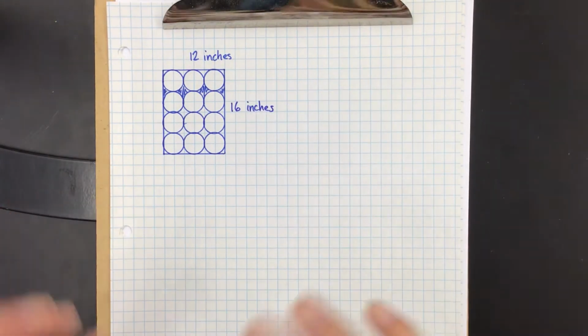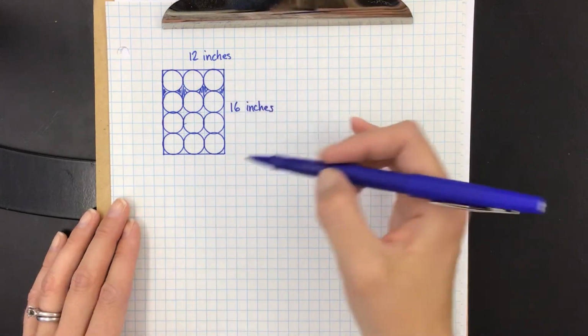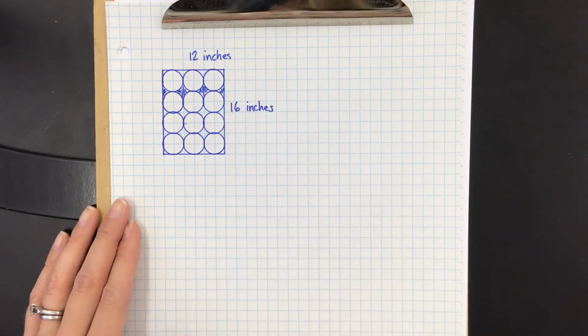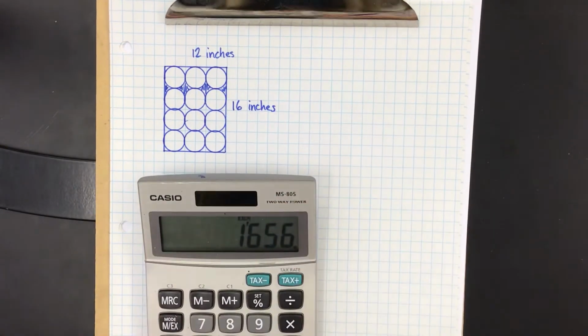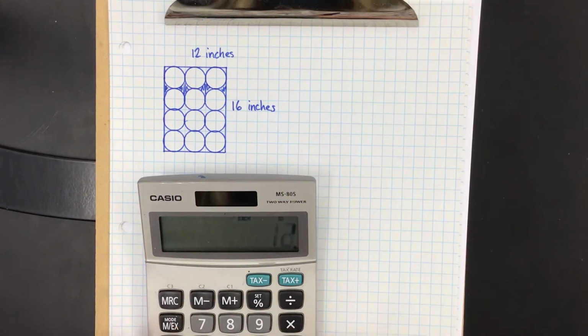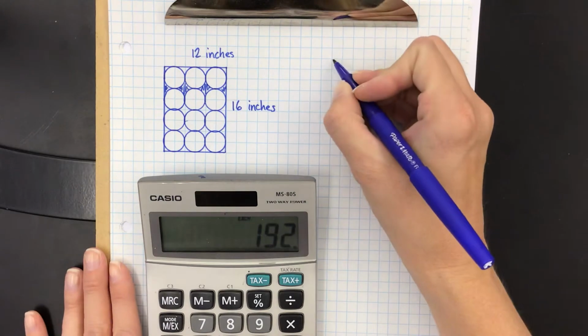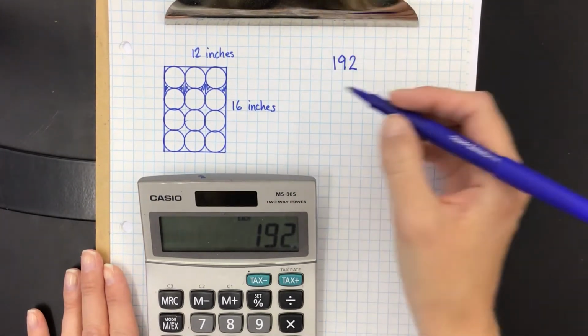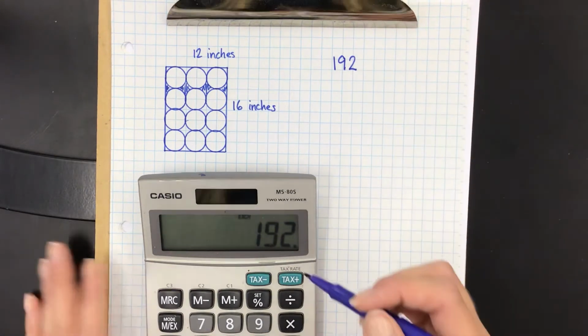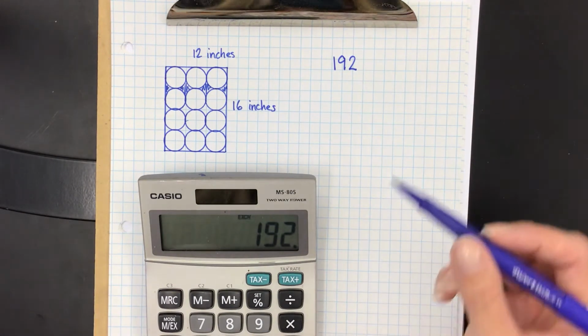Well, in this case, we're going to find the area of the rectangle and then subtract out the area of the circles. So finding the area of the rectangle is going to be very straightforward. 12 times 16 is 192. Now we're going to do some work to find the area of the circles.